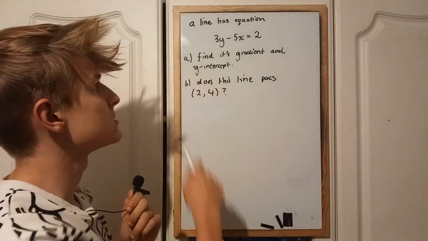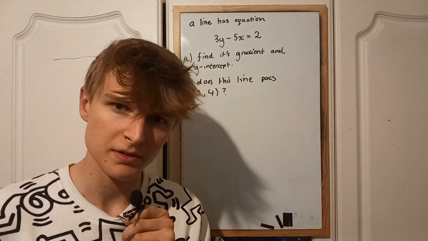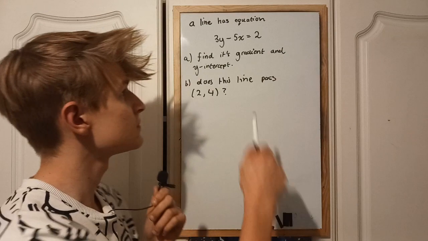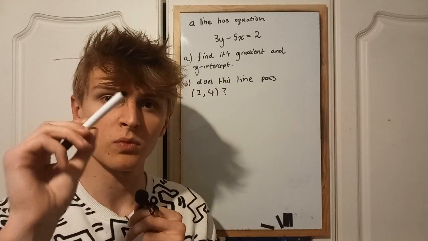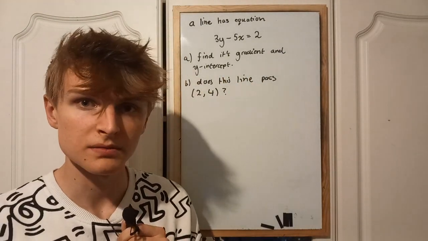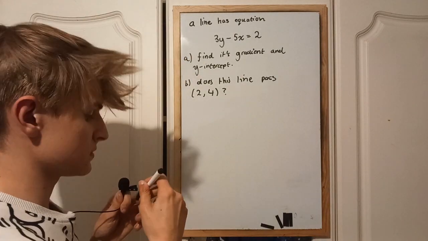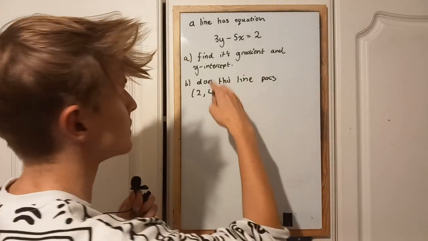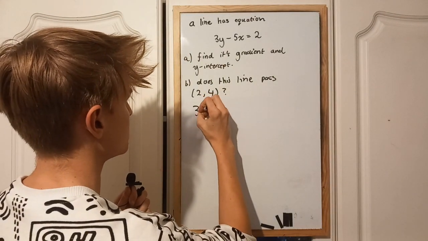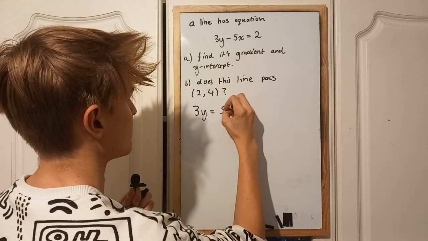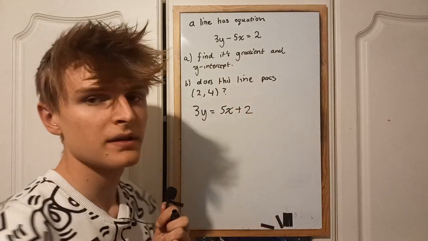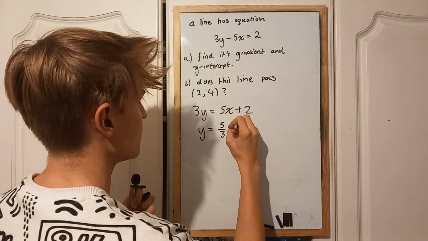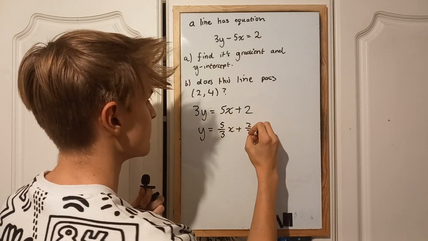And our first challenge is to find its gradient and its y-intercept. And remember that you can only see the gradient and the y-intercept from the equation if you've got it in the form y equals blah blah blah. So let's do that. So first of all, we're going to have to rearrange to make y the subject. So let's move the 5x over. So we get 3y equals 5x plus 2, and then divide by 3 on both sides.